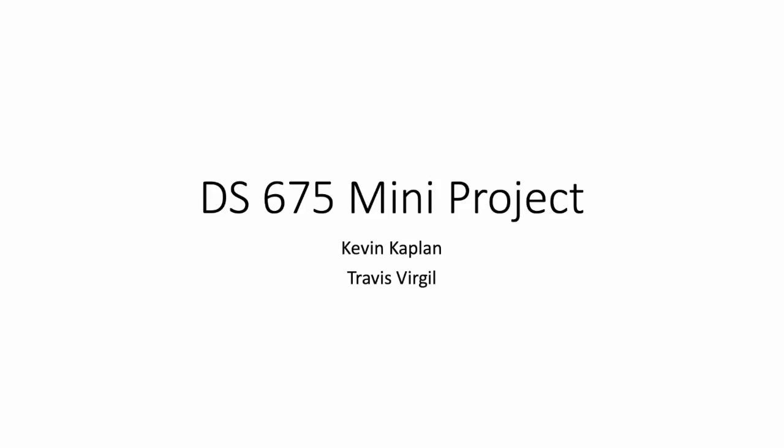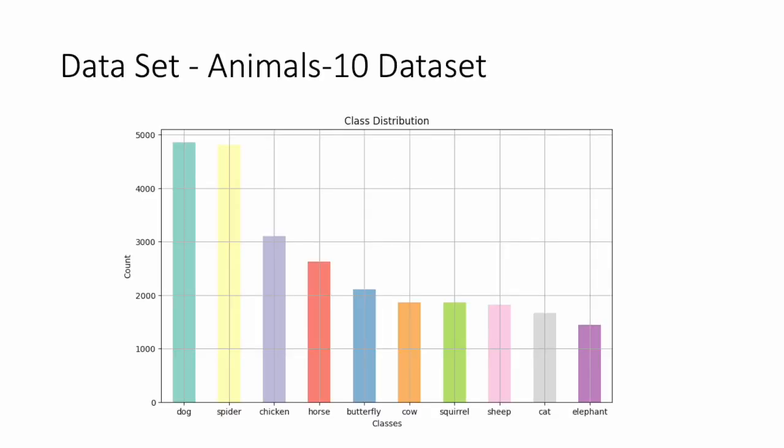Okay, this is the report for machine learning DS675. I'm Kevin Kaplan, and I worked with Travis Virgil on this project. The dataset that we chose was the Animals-10 dataset.